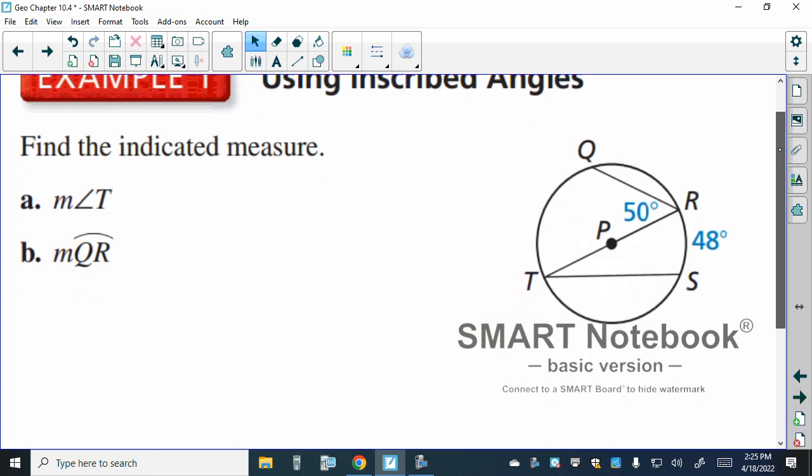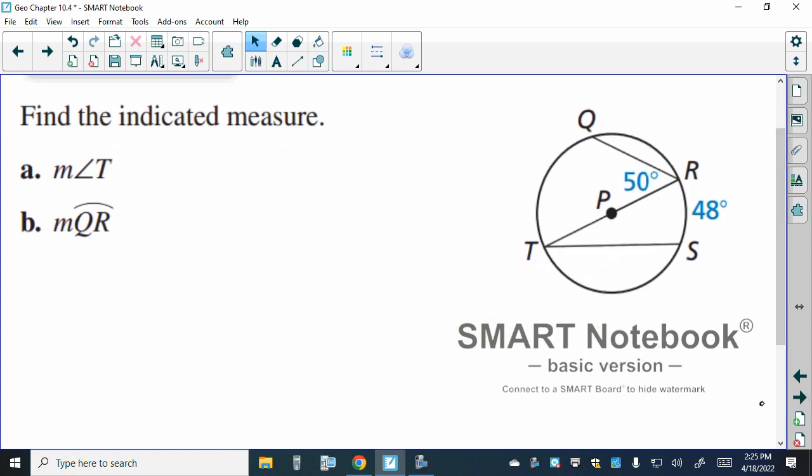And that's it. So if we look at this first problem here, the first thing we want to find is the measure of angle T. So this right here is angle T. Now the arc, its intercepted arc is 48 degrees. So what do we need to do to find the measure of angle T? We can divide 48 by 2 or multiply it by 1/2. So the measure of angle T is?